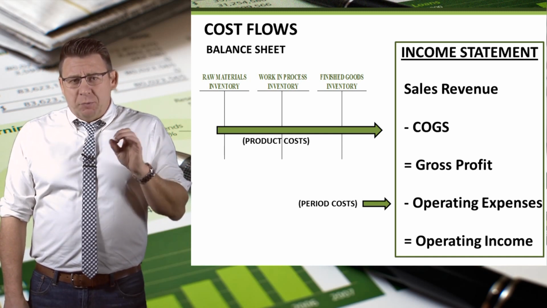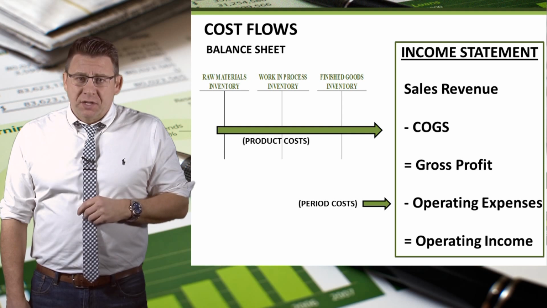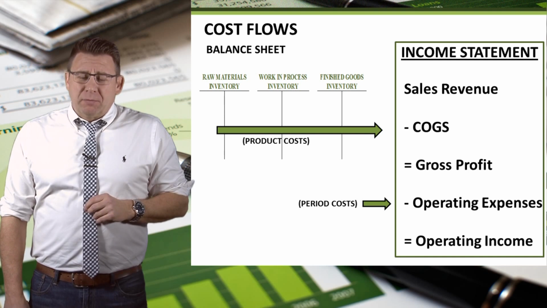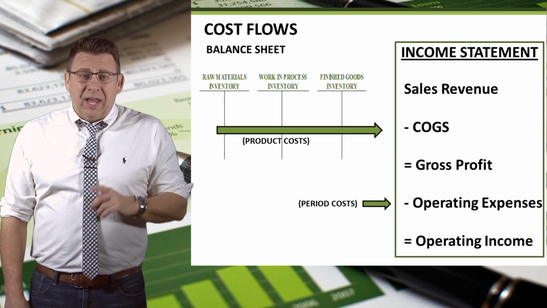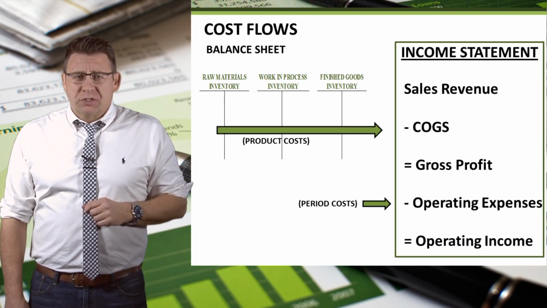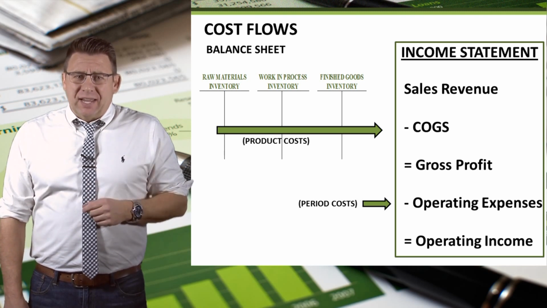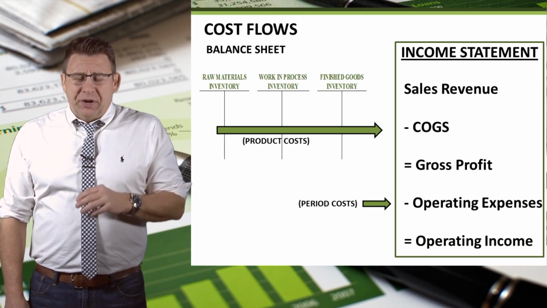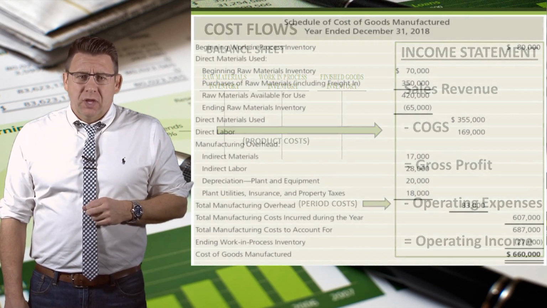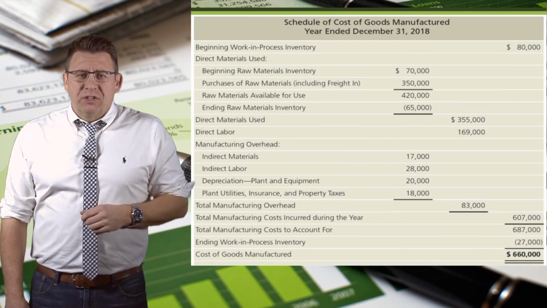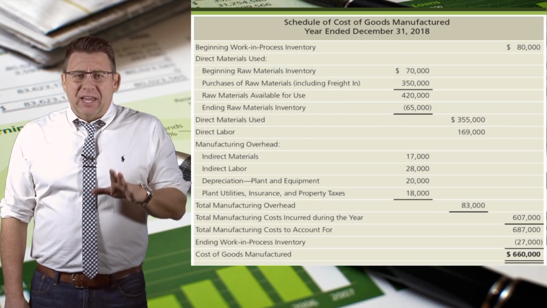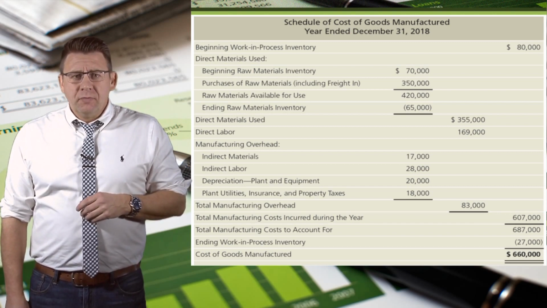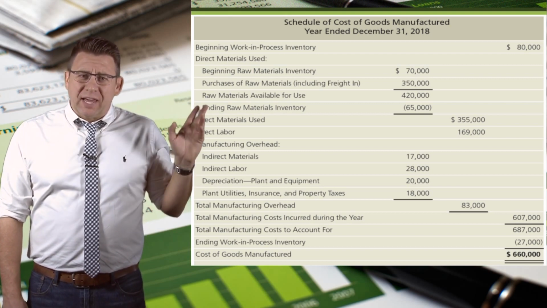You can see why it's important to properly track product costs versus period costs. Product costs only end up on the income statement as costs of goods sold, and only in the period in which the products were sold. Period costs end up on the income statement primarily as operating expenses and in the period in which they were incurred. So the schedule of costs of goods manufactured is basically a numerical summary of the cost flows we've just seen. In fact, a complete schedule looks like this.